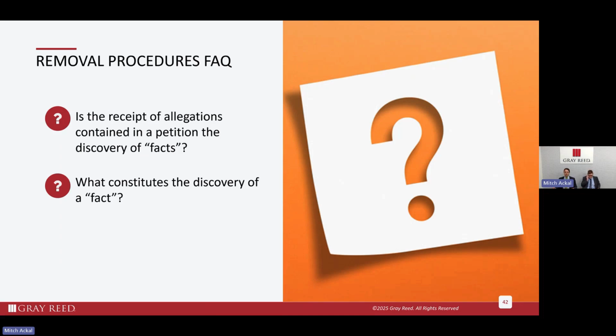We have questions. What constitutes the discovery of a fact? What if your expert or the other side's expert produces their report, and for the first time you become aware that the other side is now seeking in excess of either $5 or $10 million? Is that the discovery of a fact? So we, again, have no idea how the courts are going to interpret this, but it certainly leaves a lot of room for lawyers to make a lot of good arguments for their clients, no matter what side of the argument you are on.